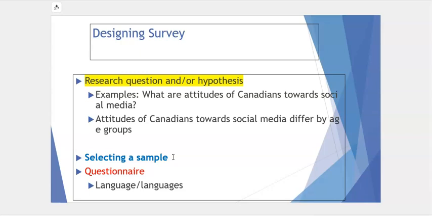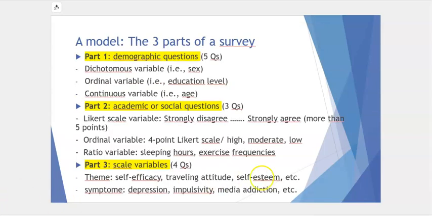And finally, about the language. That is based on the nature of the survey. You will choose only one language or different languages. This really depends on what you want to know through the survey. And then there are three parts of a survey, generally speaking. The first part is very common: you will ask questions about demographics.